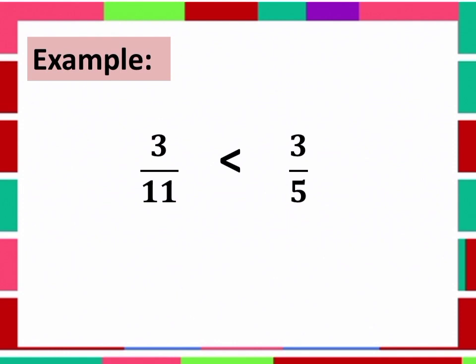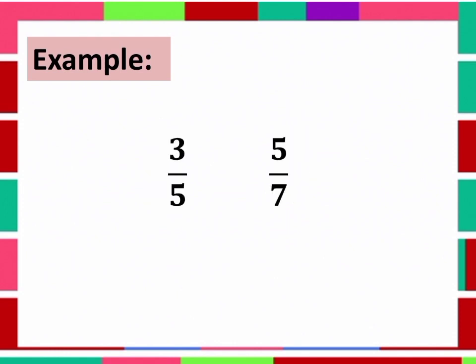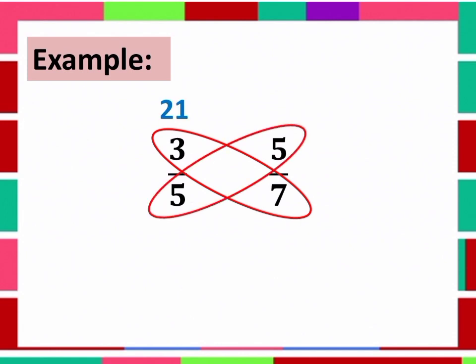Next example is 3 over 5 and 5 over 7. So, dito, hindi magkapareha ang kanilang numerator at ganun din ang kanilang denominator. So, gamit tayo ng cross multiplication. So, multiply muna natin yung 3 times 7. So, it will become 21. Then, multiply natin yung 5 times 5. So, the answer is 25. Yan yung magiging equivalent na ng fraction na yon.